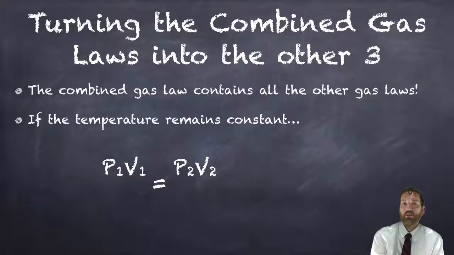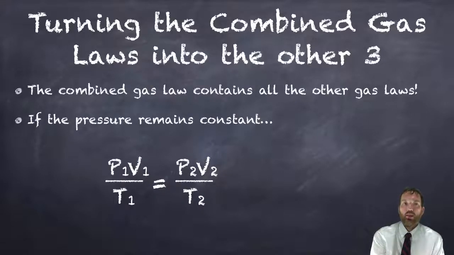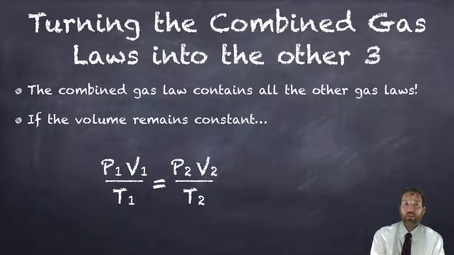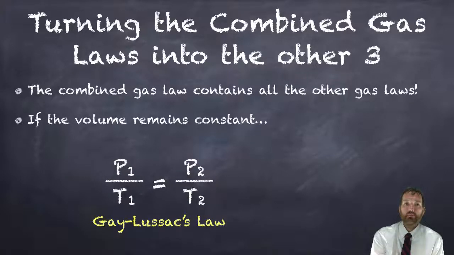If you take away the temperature from the combined gas law, it turns into Boyle's law. If the pressure remains constant, you just ignore the pressure, and the new formula becomes Charles' law. Or if in the gas law problem they say the volume remains constant, or they make no mention of the volume, you just get rid of the volume from the formula and it turns into that other guy's law there.